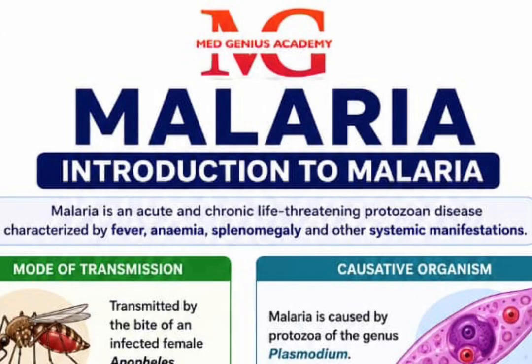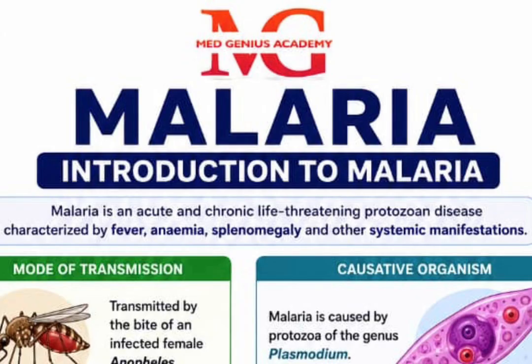Anytime there is a parasite or a pathogen inside the body, what happens? The first sign is fever. So fever, splenomegaly, and other systemic manifestations. So it's an acute or chronic life-threatening protozoa disease which manifests by what? Fever, anemia, splenomegaly, and some systemic manifestations.